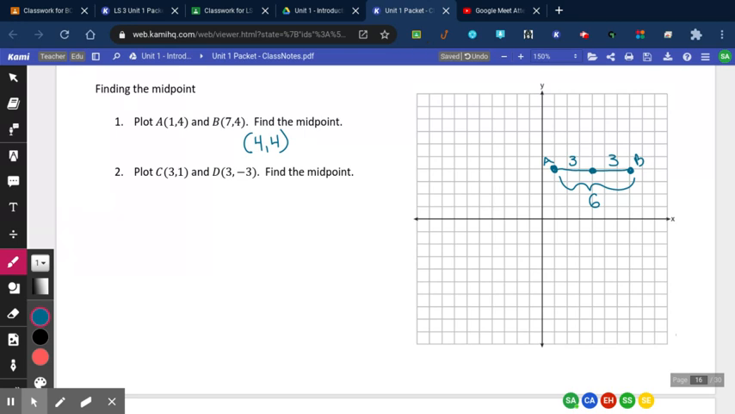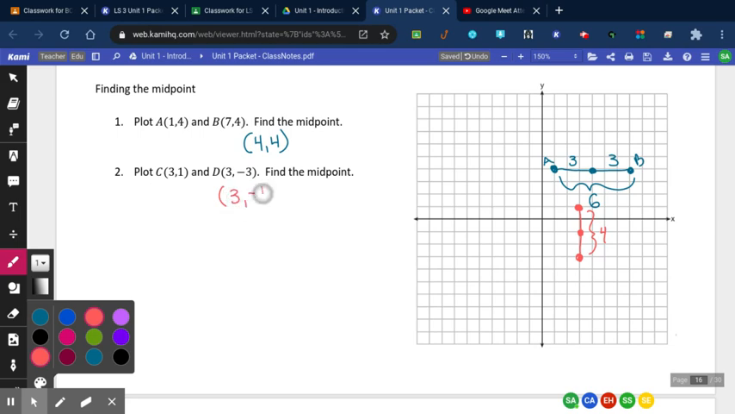Then they give us a couple different points. So I have 3, 1. Let me switch colors. 3, 1 is right here, and 3, negative 3 is right here. So let's find the midpoint of this. Well, this whole length is 4 units. So directly in between would be 2, and that is 3, -1. Okay, so it shouldn't be too difficult.